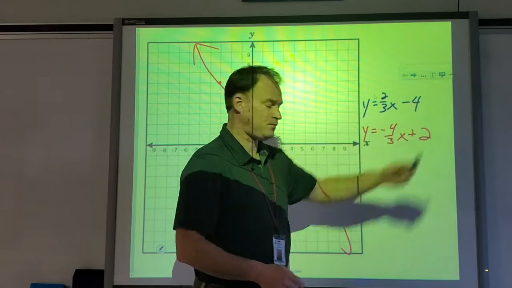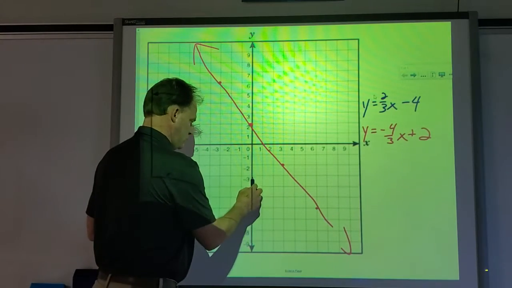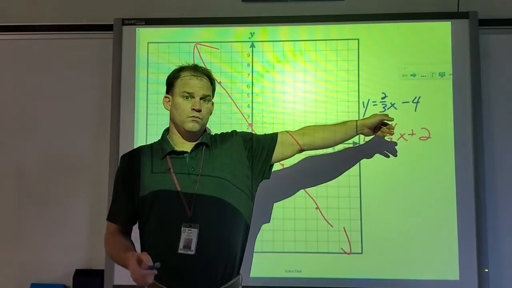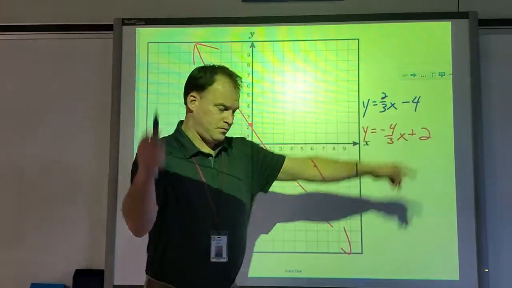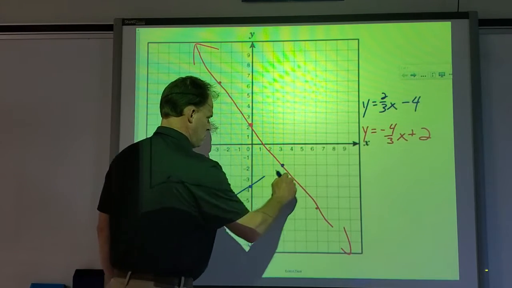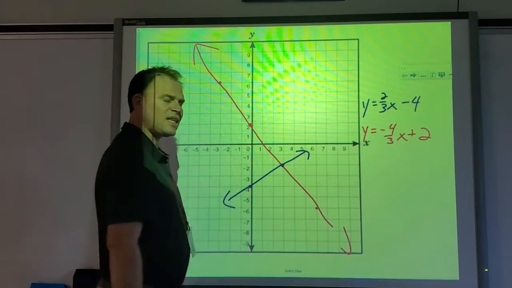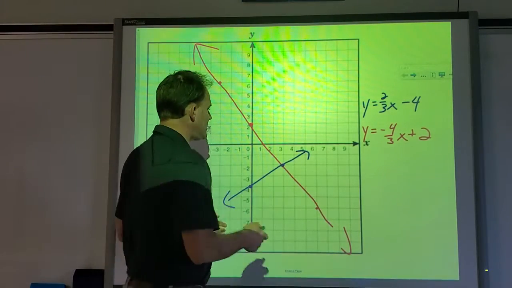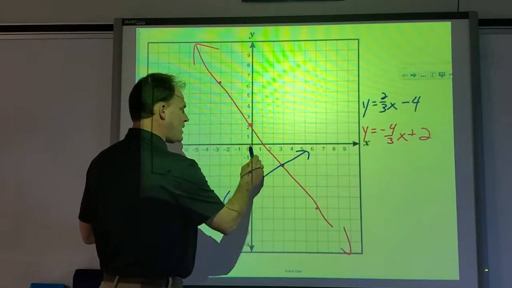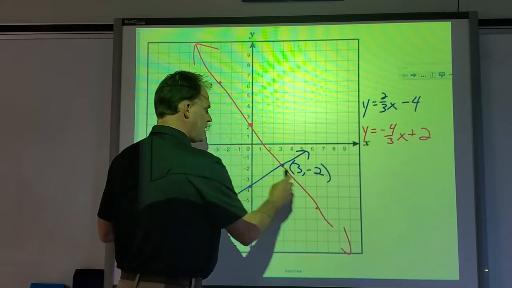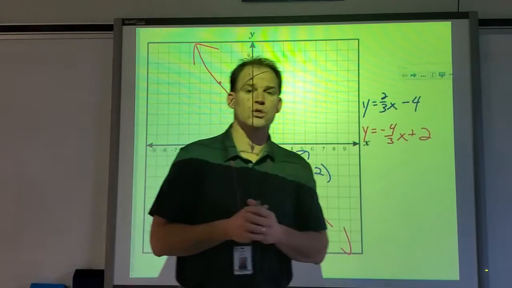Y-intercept. What's the slope? So where we're going to go? Up 2, right 3. And you need to tell me the point where they cross. Just drawing the graphs is not enough. You need to tell me the point they cross. They cross right here at 3, negative 2. That's the point where the two lines cross. That's what we're trying to find.